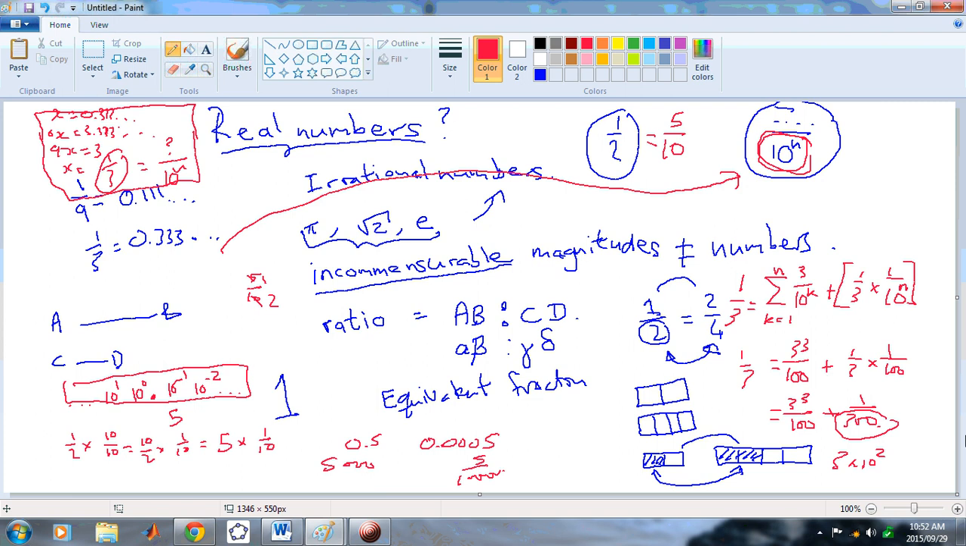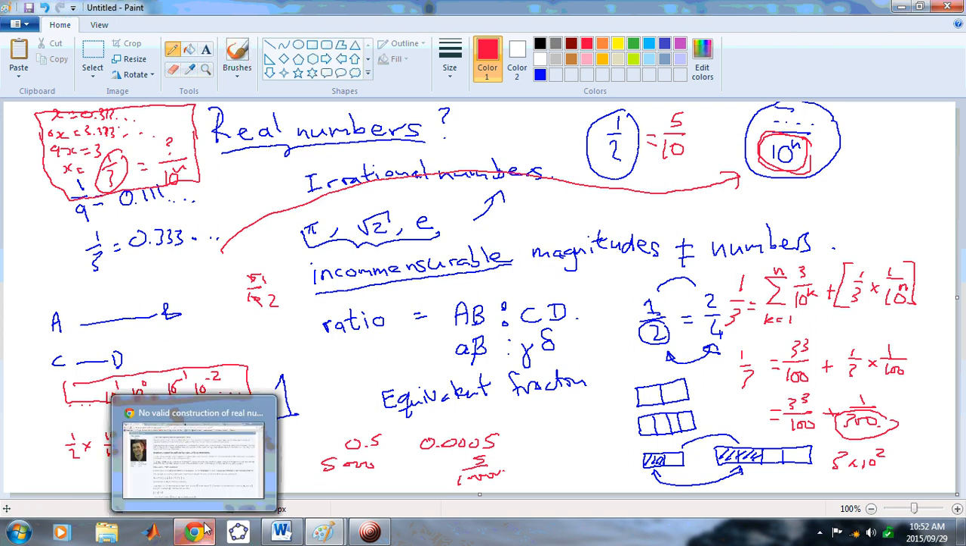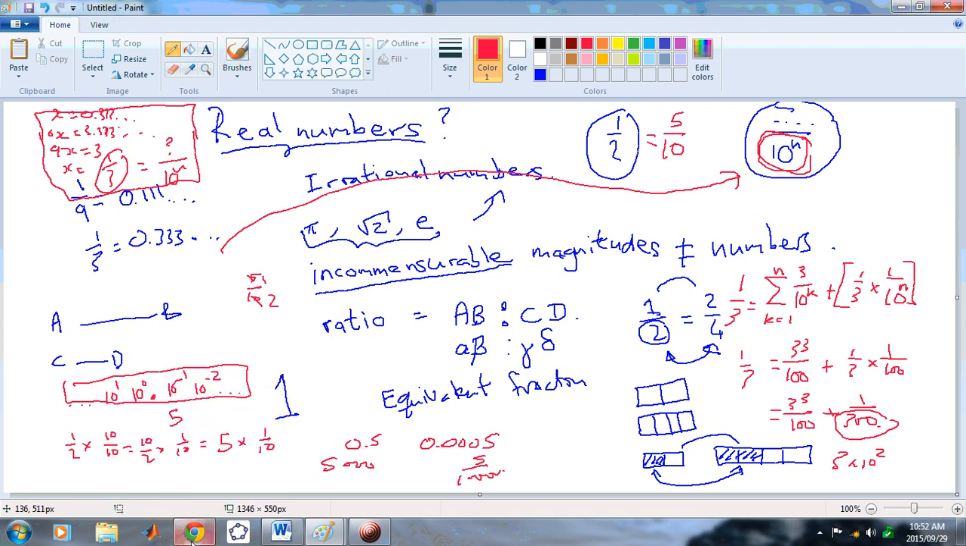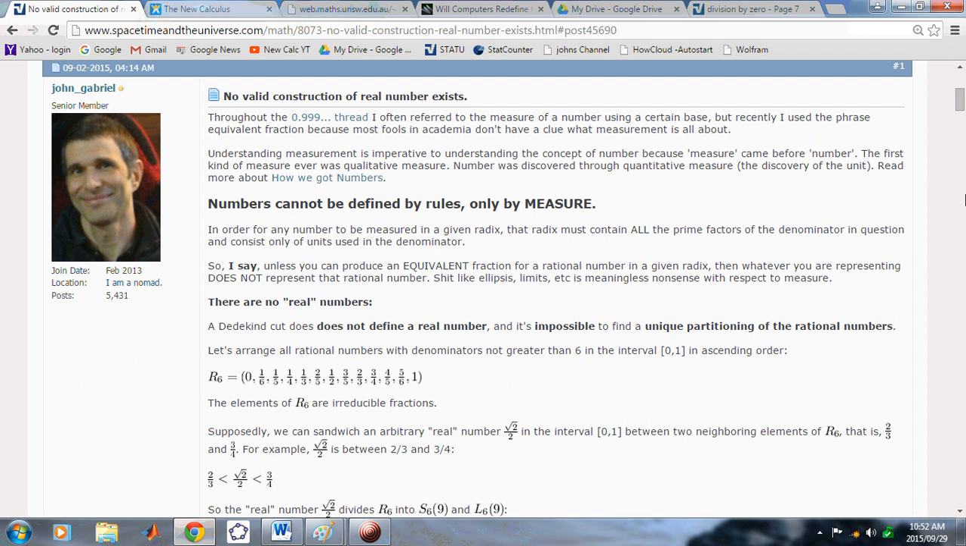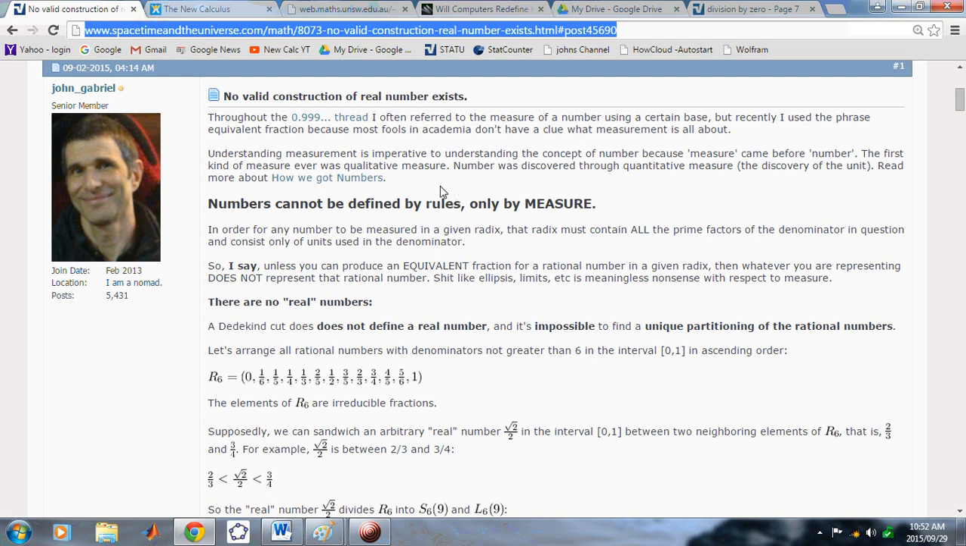Alright, so now that I've got that out of the way, I'd like to go back to the story about real numbers. There is no valid construction of real numbers. Now, I've written extensively on that. I have an article. I have plenty of comments at Start2, heated debates and comments. And I've also written an article on LinkedIn called How We Got Numbers. I'll provide the links to all these pages at the end of the YouTube video.